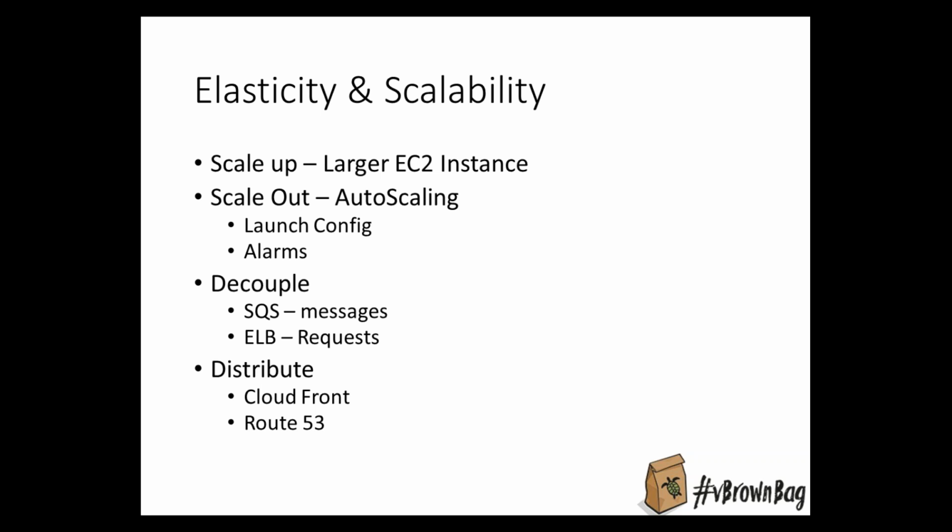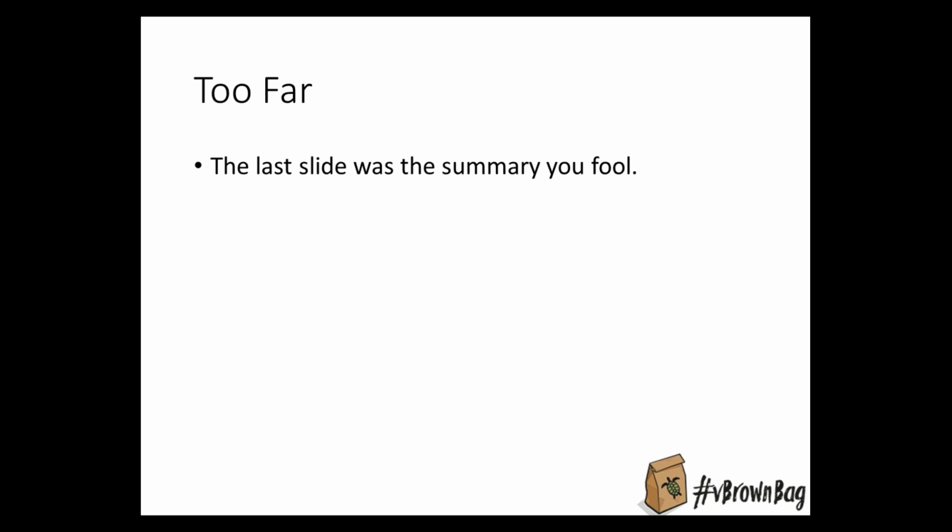The other way to get scalability is to get the data close to your users through CloudFront, or to address some of the scalability limitations, in particular with ELB, by using Route 53 to get your DNS naming across multiple regions. All right, that is my content. I, of course, then have a slide that tells me I have gone too far, and that the last slide was a summary. I should have stopped there.